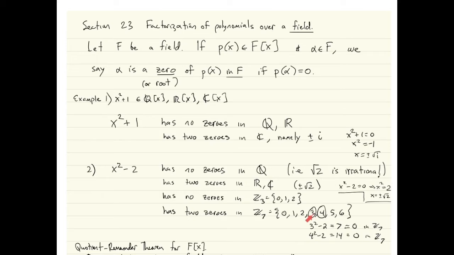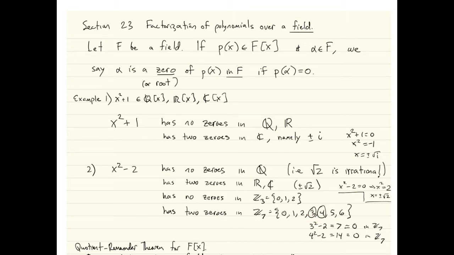And then let me go to 3. 3 squared is 9. Subtract 2 is 7. And in mod 7 land, 7 is the same as 0. And so we get a 0 of this polynomial, namely the number 3. So this is probably pretty surprising to you if you haven't seen this before. It's very different from high school algebra. We're saying that over this field Z7, this polynomial has a root. That root is 3. And it also has another root, 4.